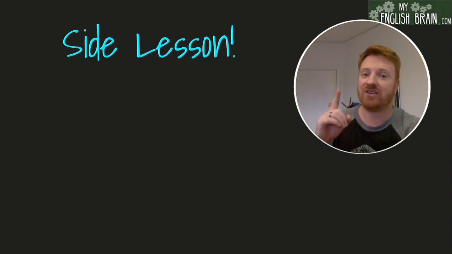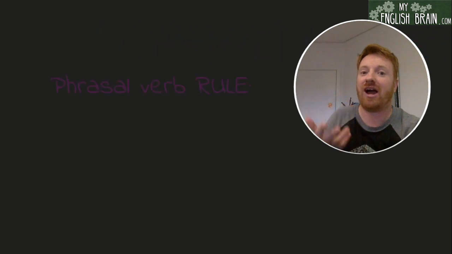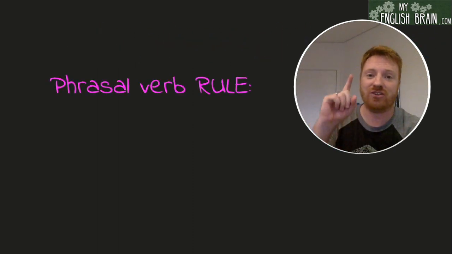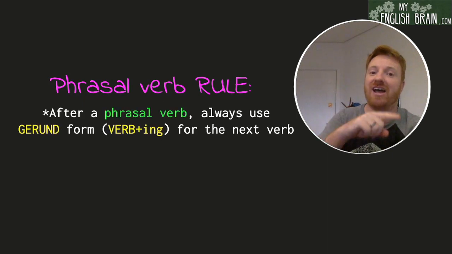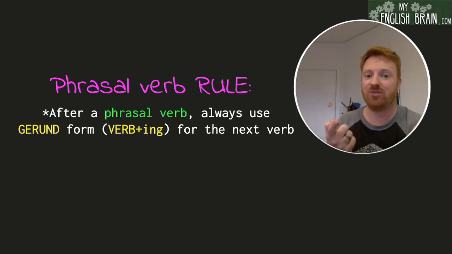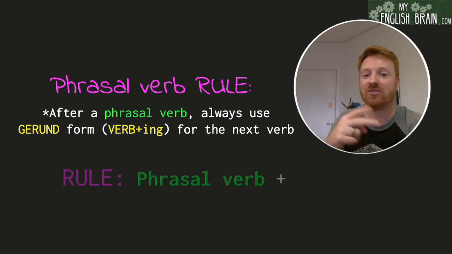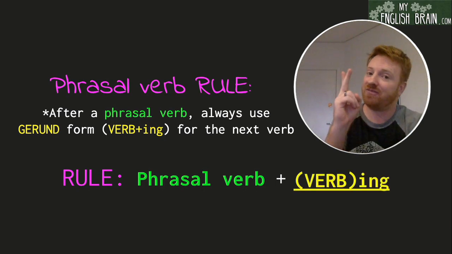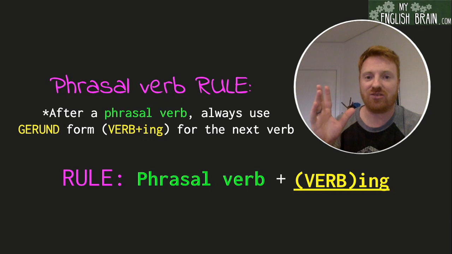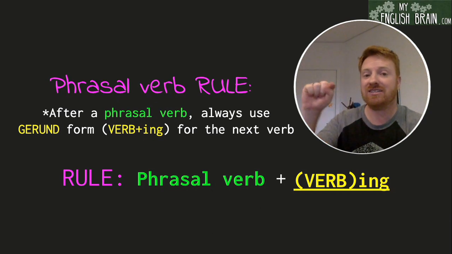Okay, time for a side lesson, guys. Today's side lesson is about how we use phrasal verbs. There's one rule you need to remember for phrasal verbs, and that rule is that after you use a phrasal verb, you need to always use the gerund form of the verb, or the verb plus ing, for the second verb. So, the rule is first the phrasal verb, then if you use a verb, it's always the verb plus ing.